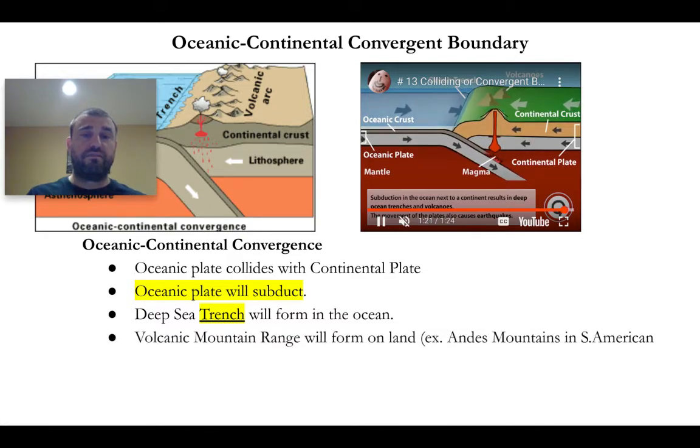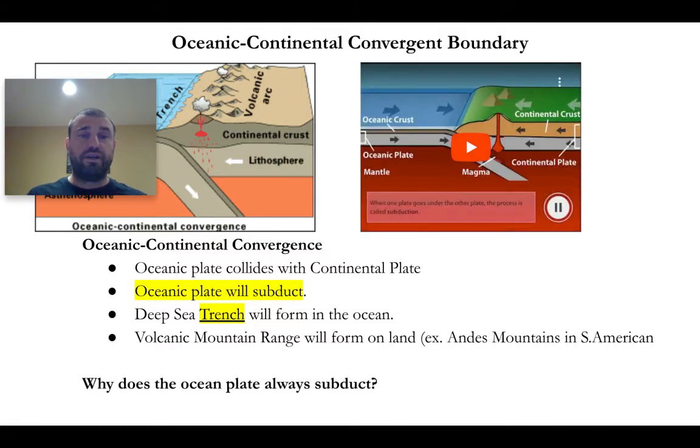And you get a volcanic mountain range. Why does the ocean plate always subduct? Because it's denser. Ocean crust is more dense than continental crust.